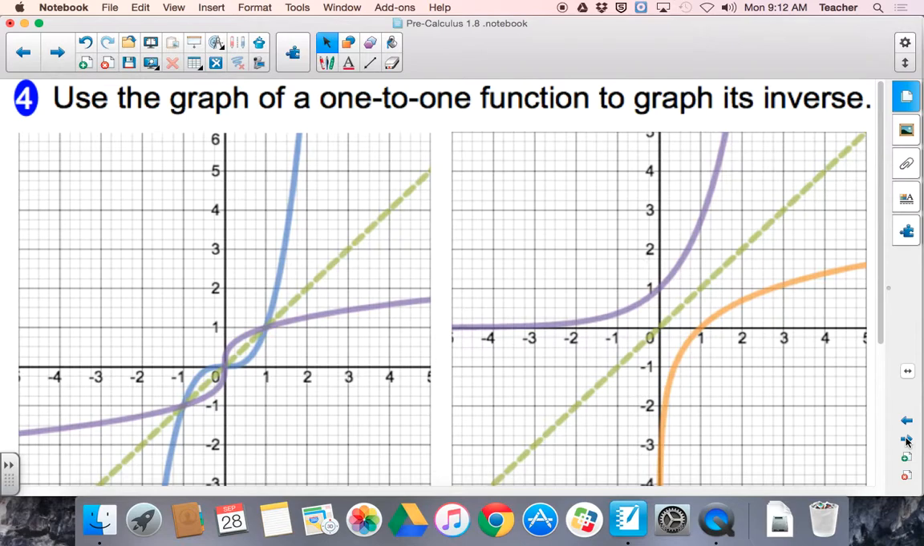Now what you can see is this green dotted line. The green dotted line in both graphs shows the equation y equals x. That's the line that you are going to use to help you graph an inverse, because what happens is you're going to reflect over that line in order to graph the inverse.